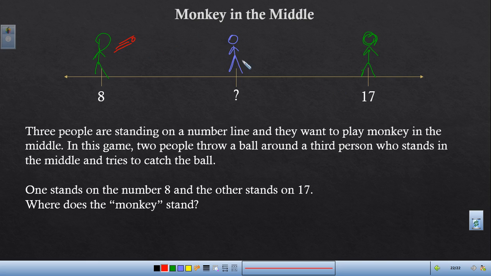Alright, so we want to know where the person in the middle has to stand. This person's on the number 8, this person's on the number 17. To figure out where they're going to stand, we're going to take those 2 values, 8 plus 17, and we're going to find the mean of those 2 values. Alright, well 8 plus 17 is 25.